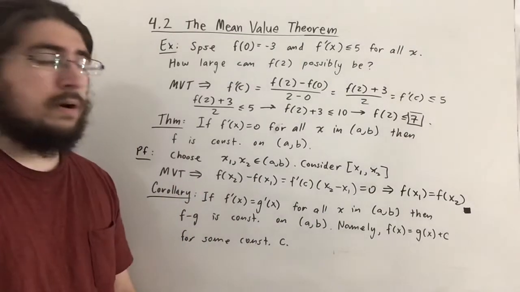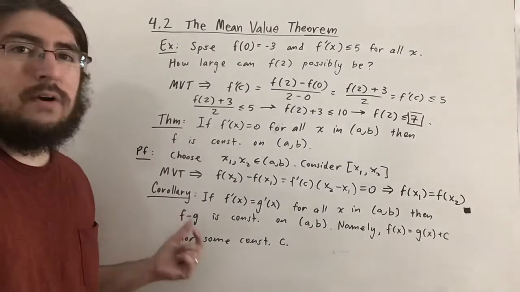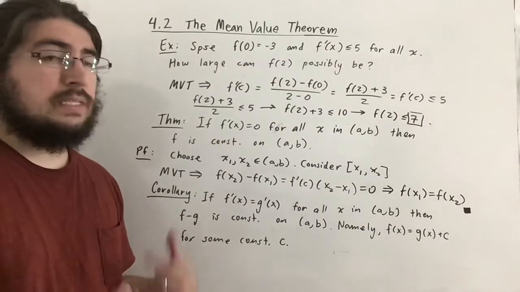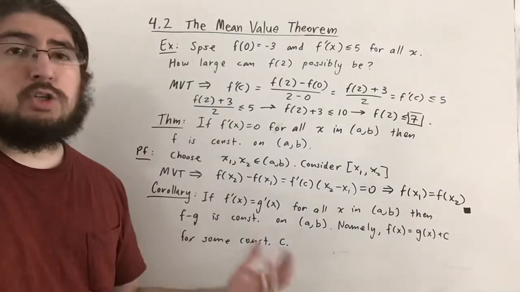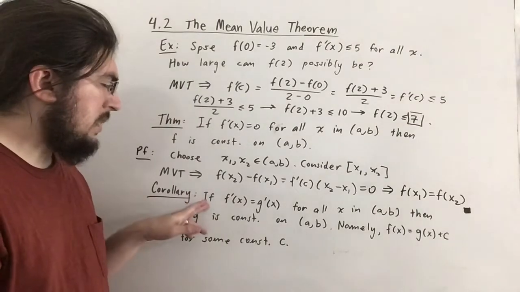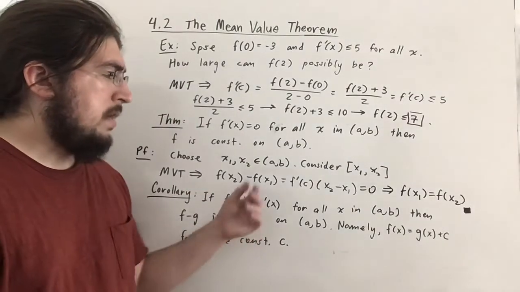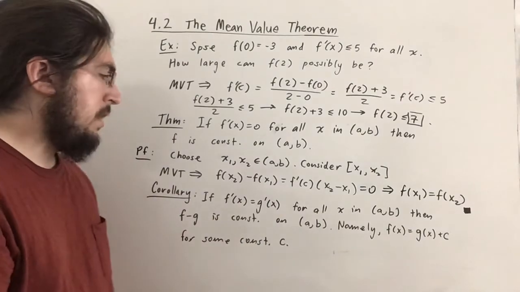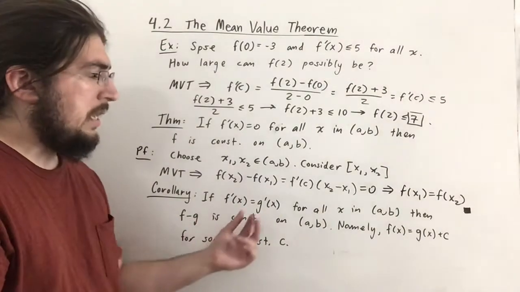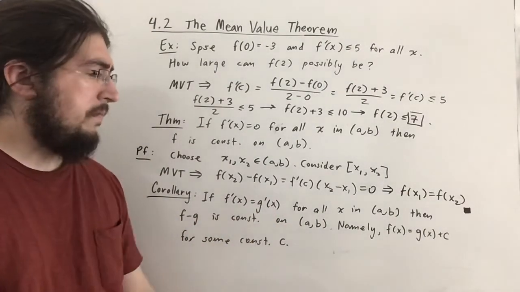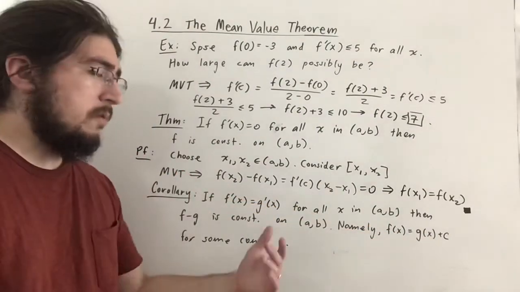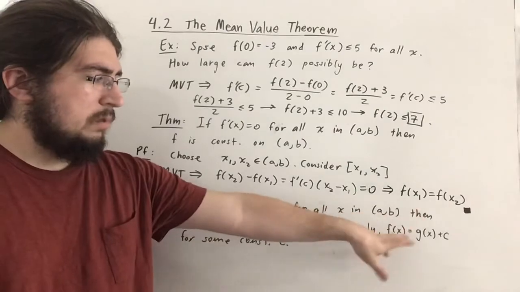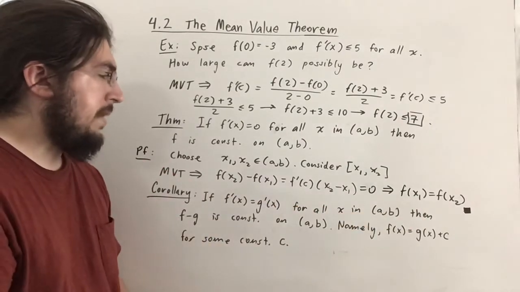It's very straightforward. And in fact, this corollary, if you don't know what corollary means, it just means it's a consequence of a theorem. So it's kind of a follow-up of this. This is super straightforward. So it says if f prime is equal to g prime for all x in an interval a to b, then f minus g is constant on that interval. Namely, you can write one of them as a constant plus the other one. So in this case, f of x is equal to g of x plus some constant c.